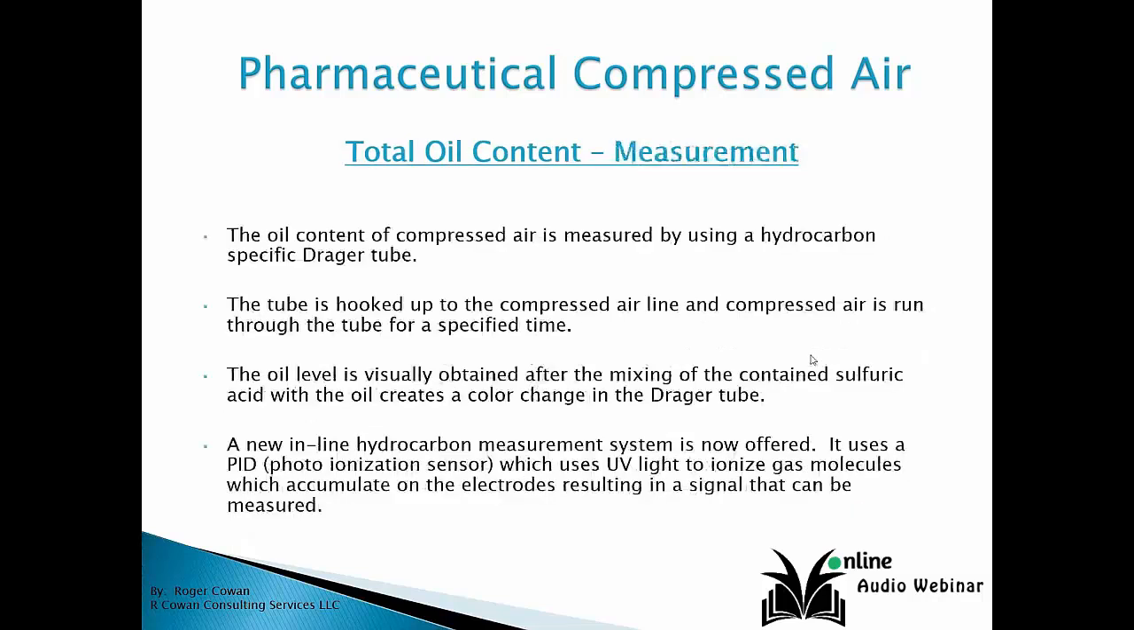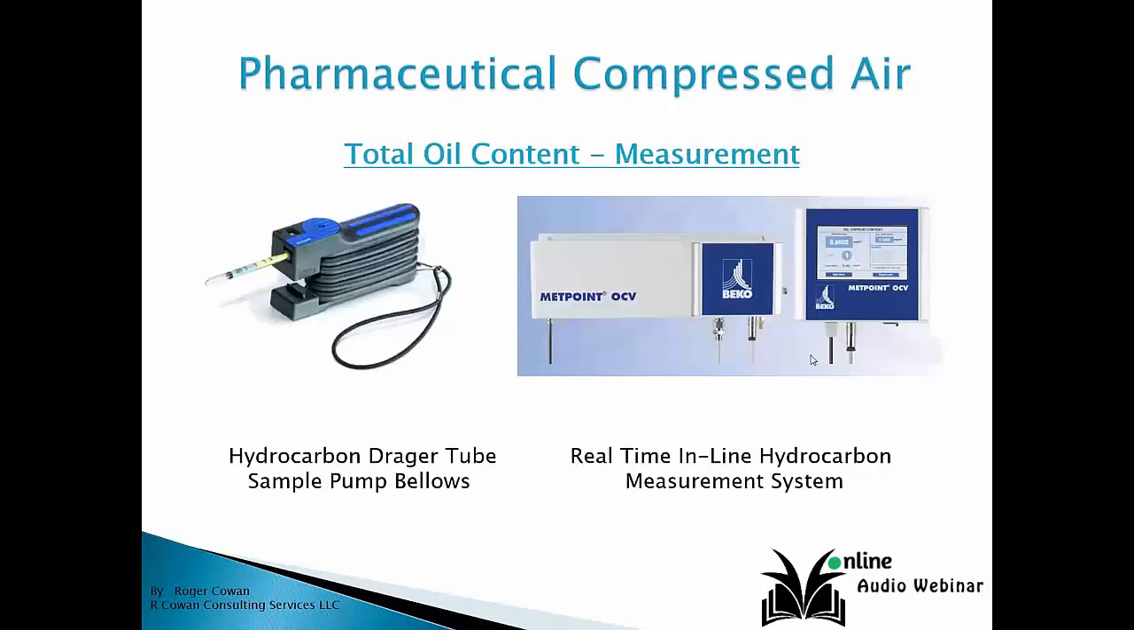It's measured using a hydrocarbon-specific Draeger tube. On the left-hand side, I've got a photograph of the older hydrocarbon Draeger tube system. You can see the glass tube there with the color code designations for the concentration of hydrocarbons in that compressed air.